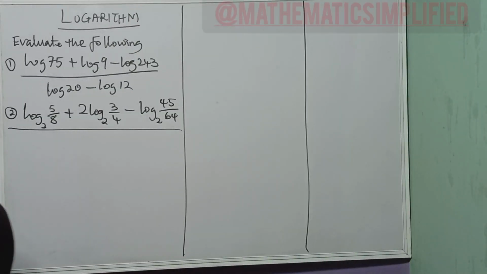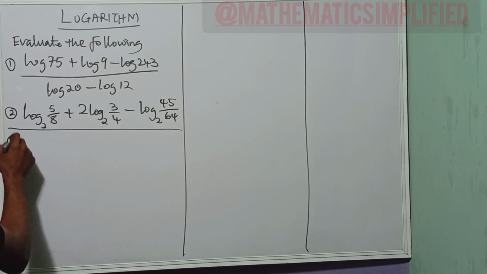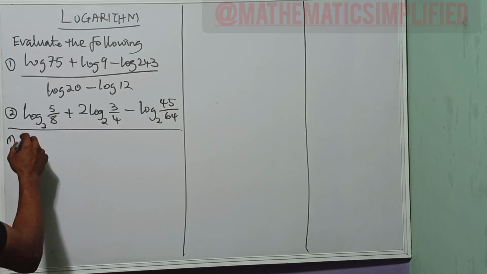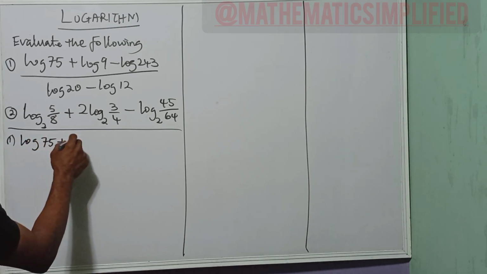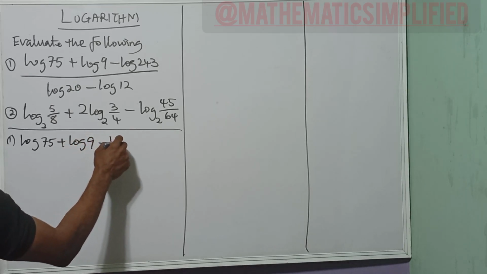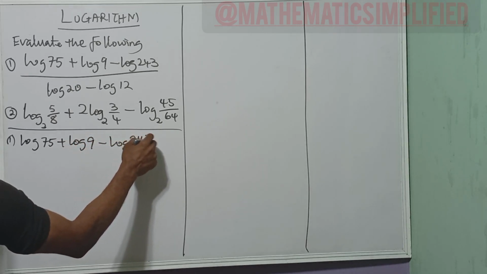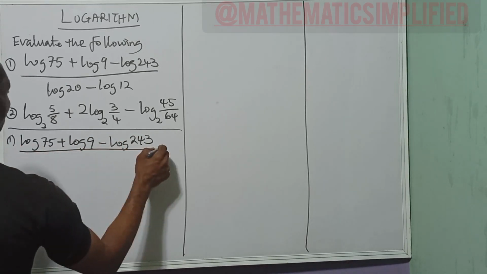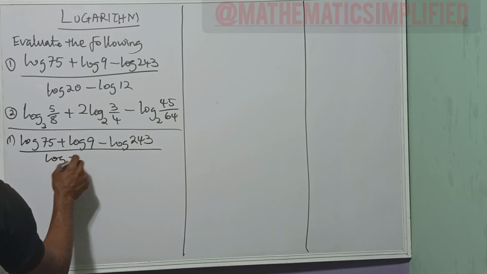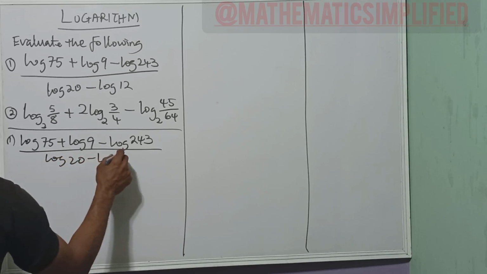Alright, so our next set of questions, we have evaluate the following. Now, let's look at question 1. Evaluating question 1, we have log 75 plus log 9 minus log 243, divided by log 20 minus log 12.